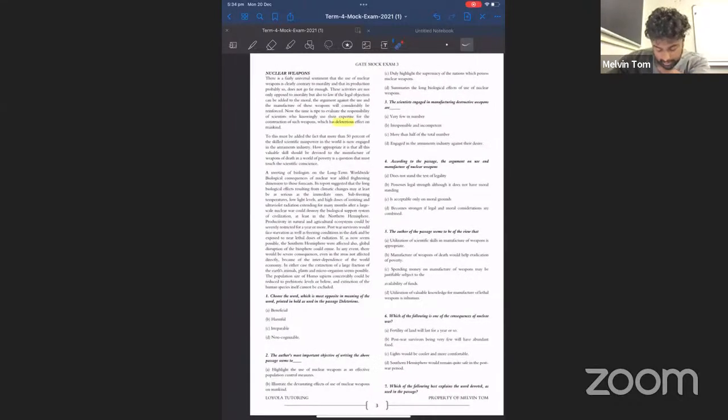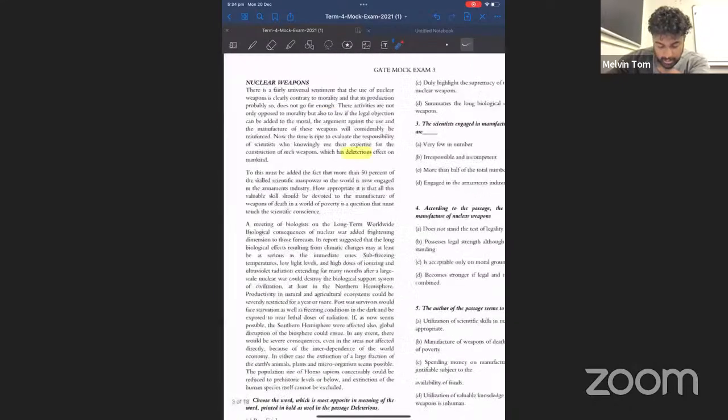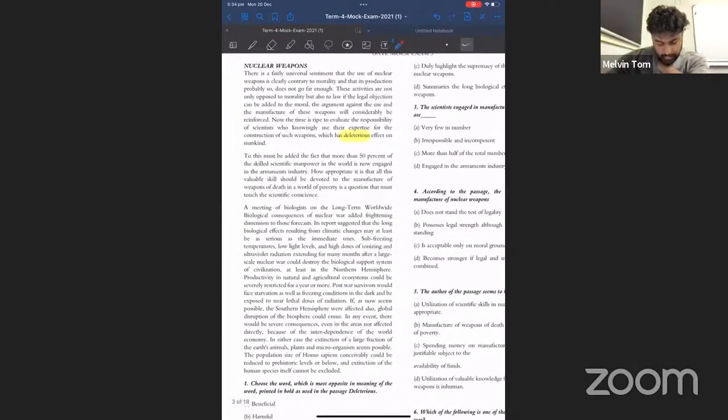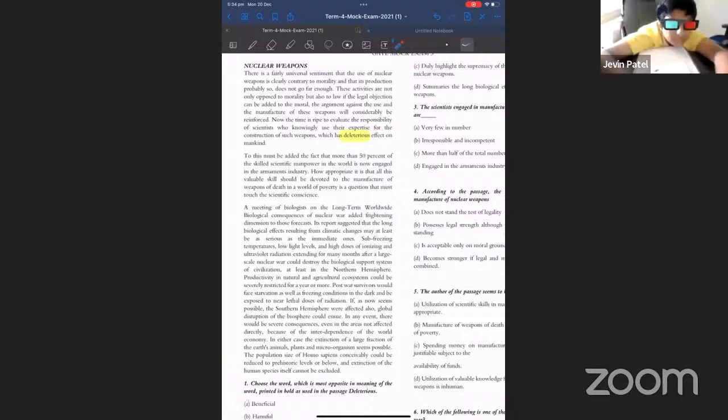To make sure that we all understand it, I'll give you guys 3 minutes to quickly read through this again. Or do you want me to read it out loud? You read it out loud, please. Okay. There is a fairly universal sentiment that the use of nuclear weapons is clearly contrary to morality and that its production, probably so, does not go far enough.